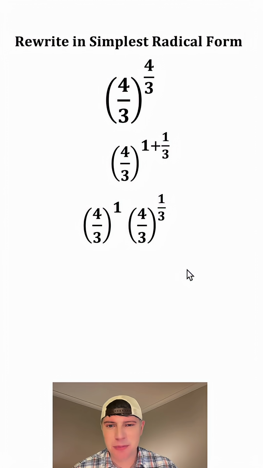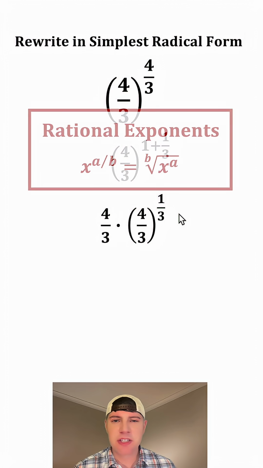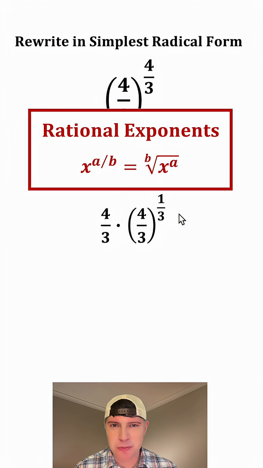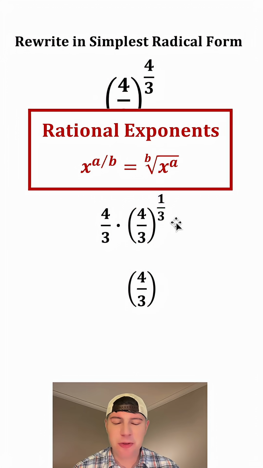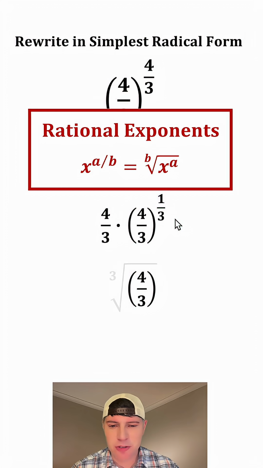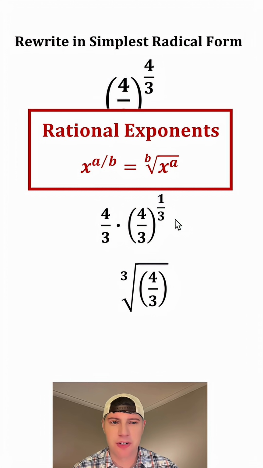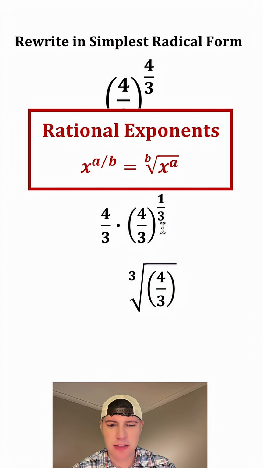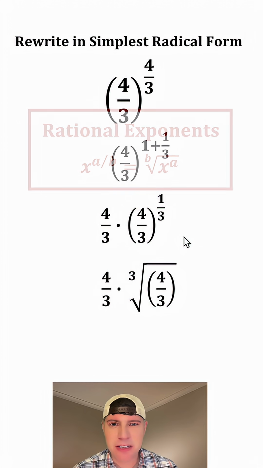And now we've got to simplify this. (4/3) to the 1 is 4/3. And then for the (4/3) to the 1/3, we're going to use these notes to convert it from rational exponent form into radical form. The 4/3 is our base, and the 3 in the denominator of the fraction of our exponent is the index of our root. So it's going to be the cube root of 4/3. The 4/3 goes here and the 3 goes right here. Now we have it in radical form.